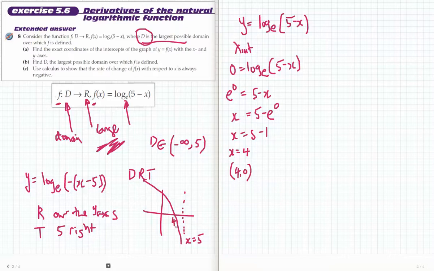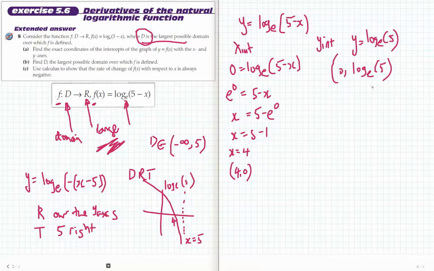And that makes sense because that's at 4. And to find the y-intercept, let x equal 0, so y will equal log base e of 5. Therefore (0, log base e of 5). So that's part A done. Part B, find D. Well, I've already done that because by graphing I realised that D is the element from negative infinity to 5, not inclusive.